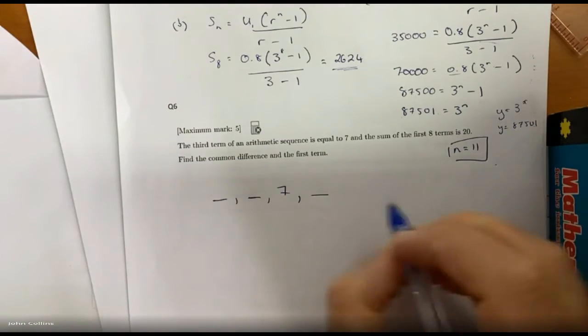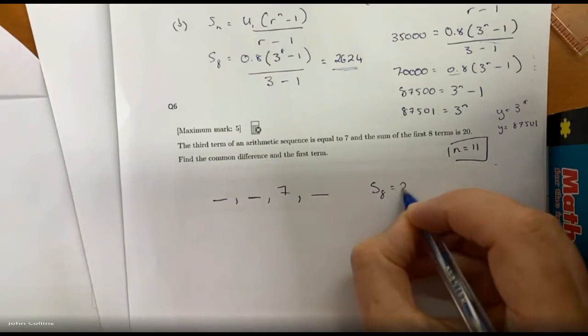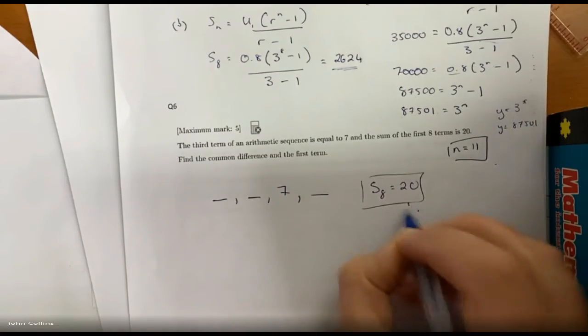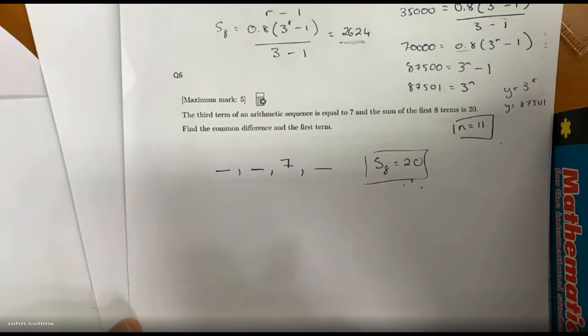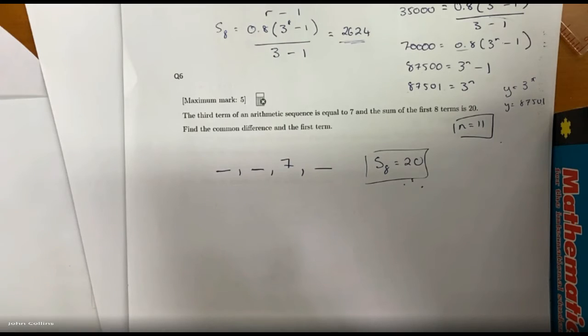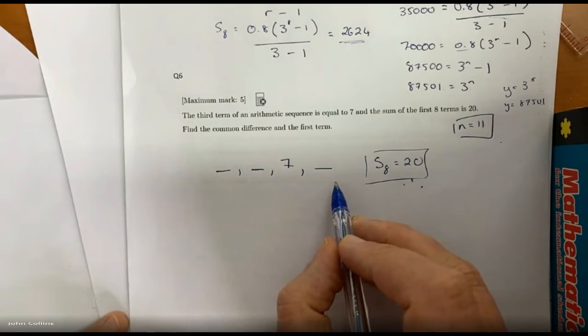So S8 is 20, and I have a formula for that. Sweet, so I'll go to it at some stage. Find the common difference and the first term. Well, I have loads of information. So let's use this formula.